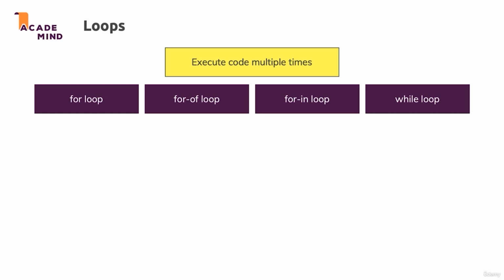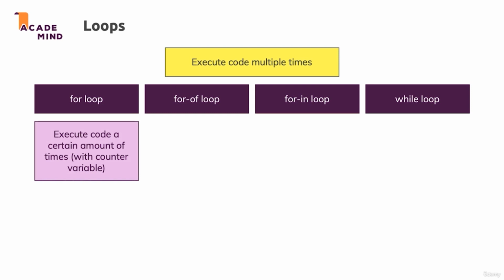The for loop together with the while loop is the oldest loop. It's been in JavaScript forever. And the for loop allows you to execute code a certain amount of times. And you use a counter variable for that, which you typically increment or change with every loop iteration. So that means that with a for loop, you can easily define that a certain part of your code should run 10 times, 20 times, a million times.